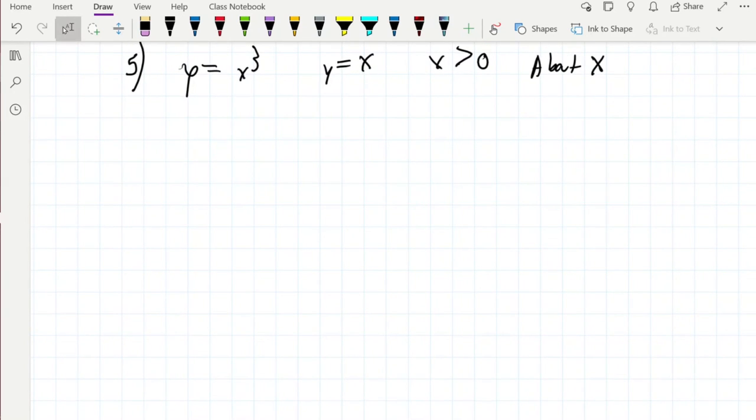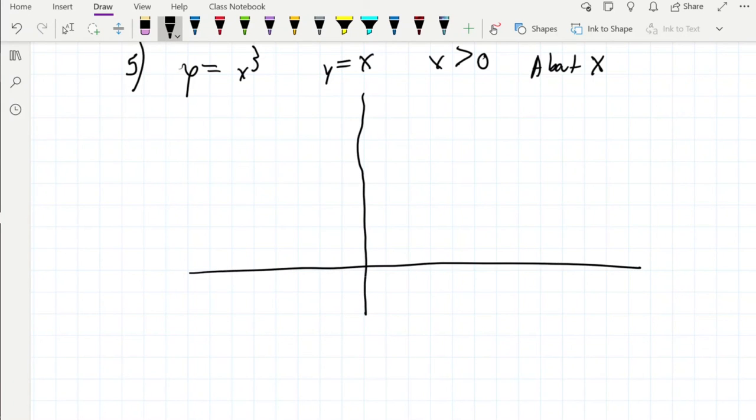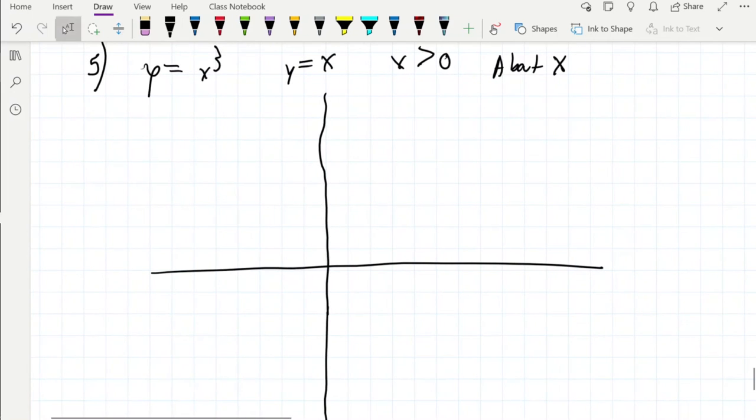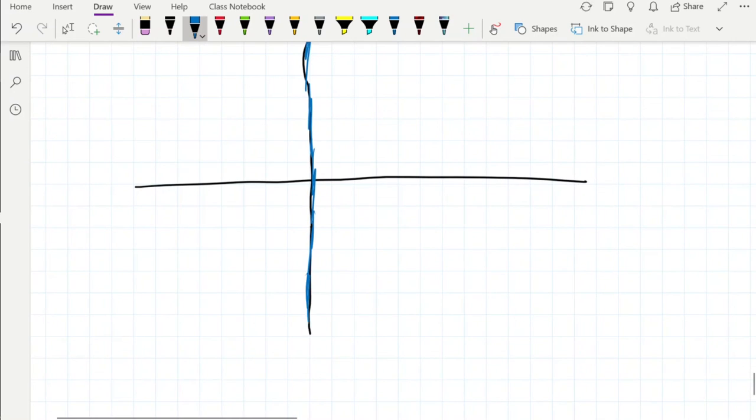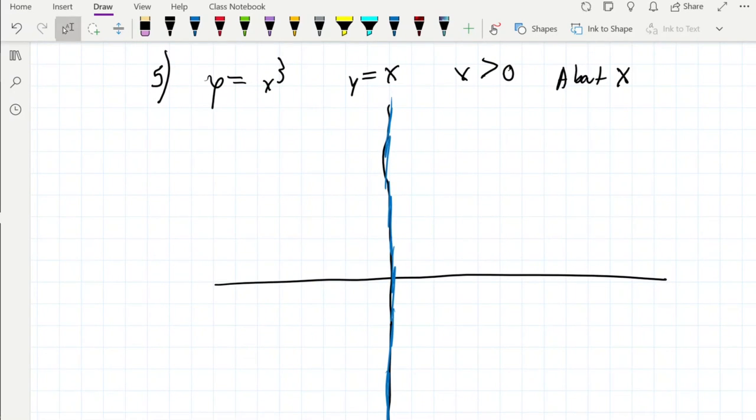So we're going to create our graph real quick. We got x must be greater than 0, which will mean that we're going to have this here. So for regardless value of y, we have y equals x. So let's see, we'll set this equal to 1, 2, 3, 4, 1, 2, 3, 4.